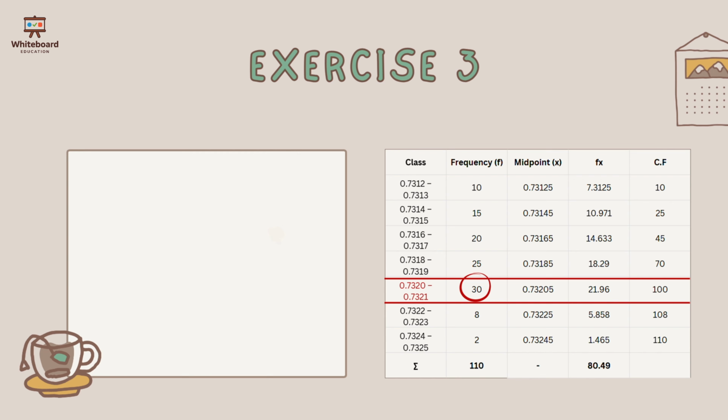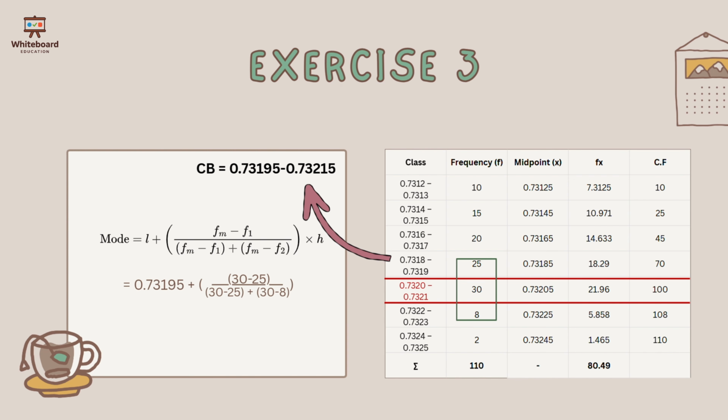Now, for mode, we find the highest frequency, which is 30, so we take the class boundary of this class as 0.73195 to 0.73215. Next, we place the values into the mode formula. L, the lower boundary, is 0.73195 plus brackets, FM 30 minus F1, the preceding value, over 30 minus 25 plus 30 minus F2 8, multiplied by its width h, which is 0.0002. So finally we get the answer 0.7319.